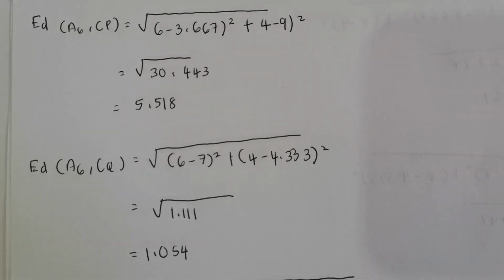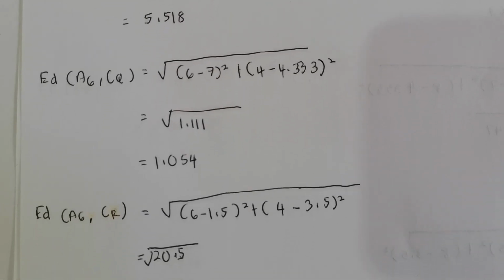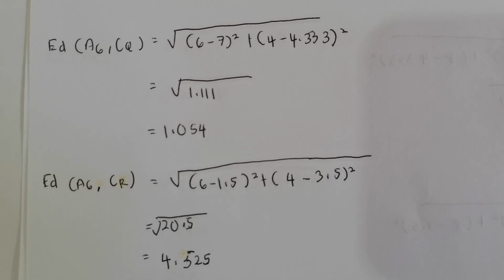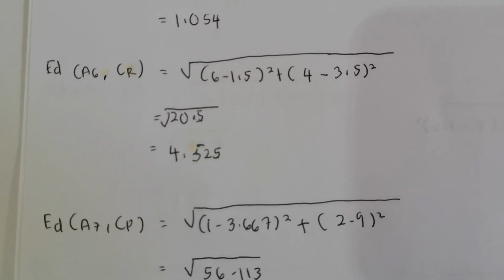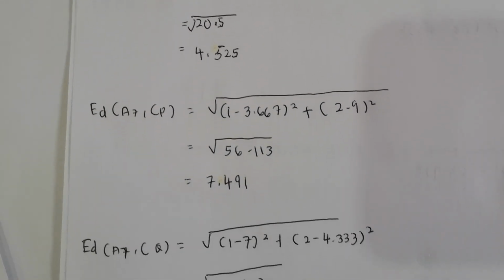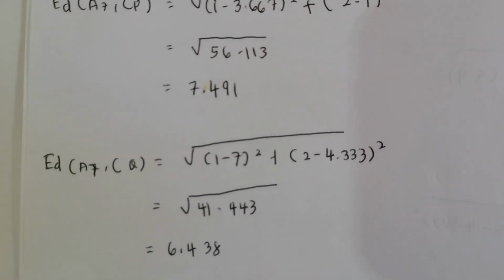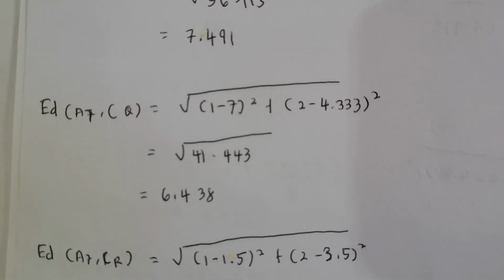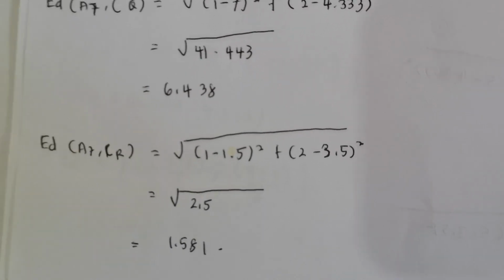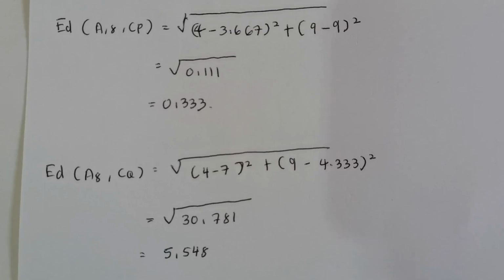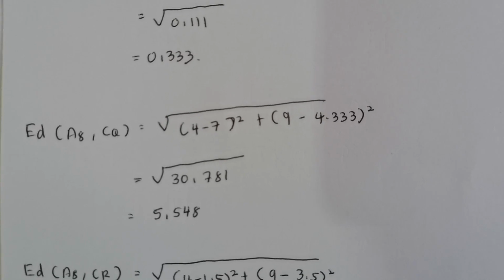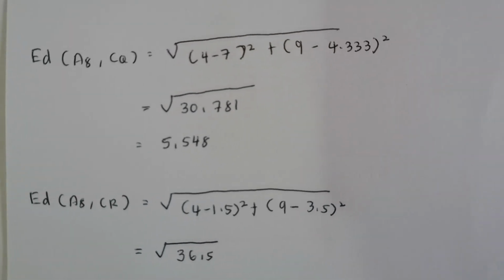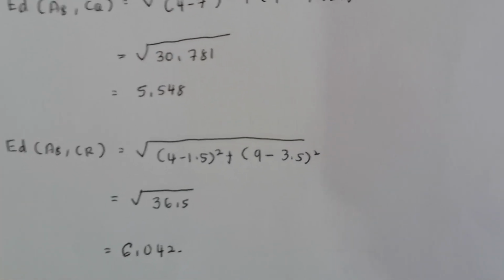The distance from cluster P to A6 is 5.518. The distance from cluster Q to A6 is 1.054, and then cluster R to A6 is 4.525, and then cluster P to A7 is 7.491, and cluster Q to A7 is 6.438, and from cluster R to A7 is 1.581. The distance from cluster P to A8 is 0.33, and the distance from cluster Q to A8 is 5.548. And lastly, the distance from cluster R to A8 is 6.042. Okay, here we go again.